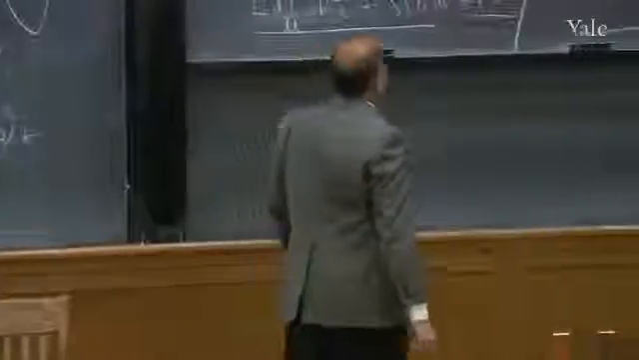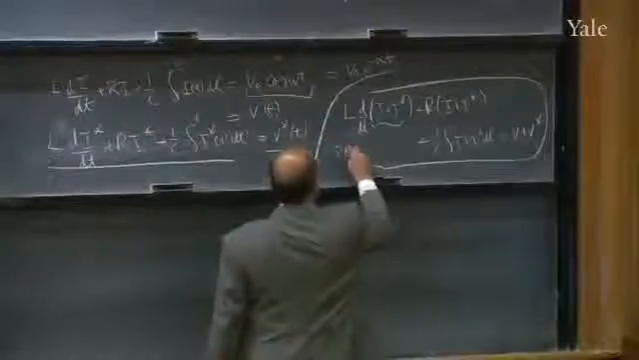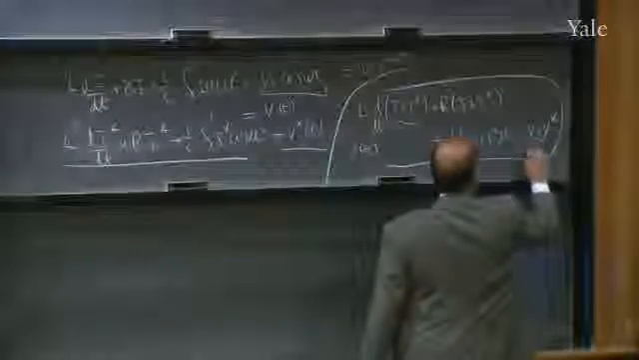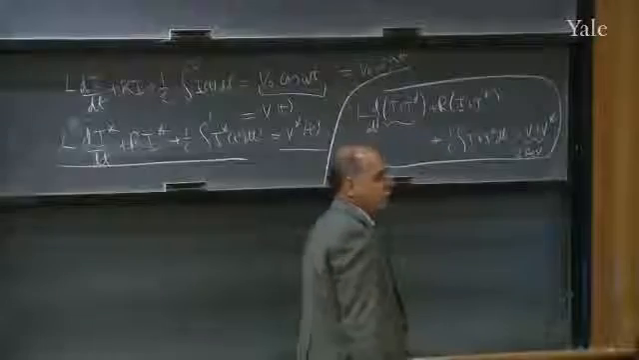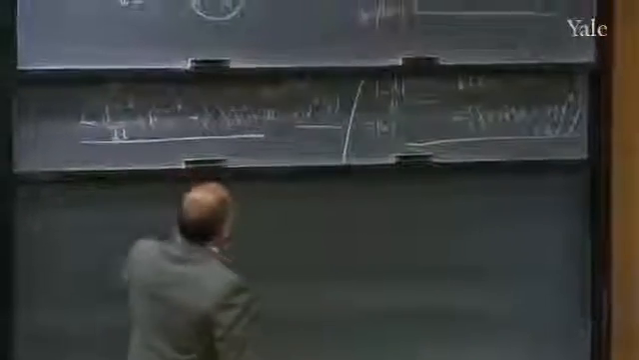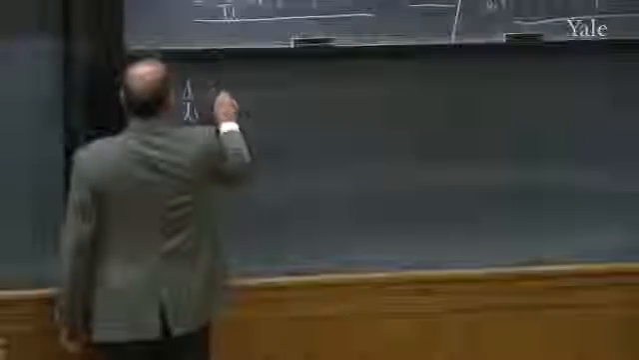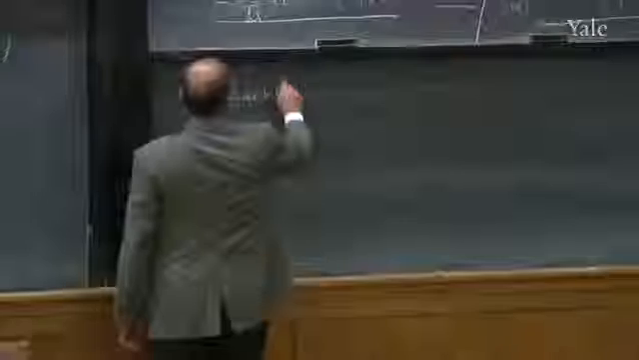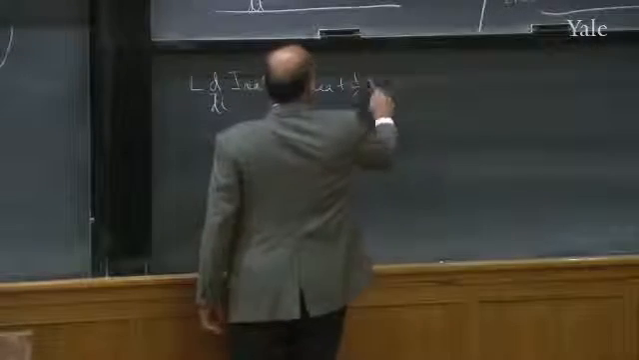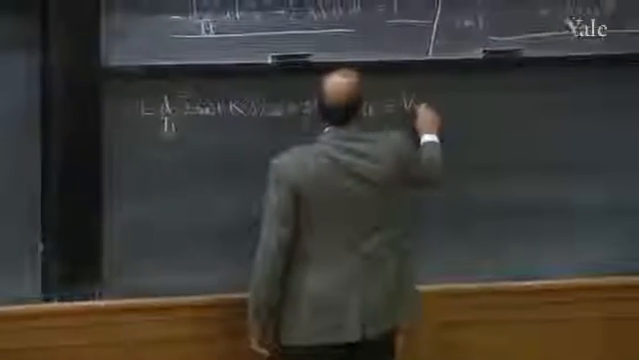But I plus I star is 2 times the real part of I. And V plus V star is 2 times the real part of V. Therefore, this implies that L d by dt of the real part of I plus R times the real part of I plus 1 over C times integral of the real part of I will be equal to the real part of V.